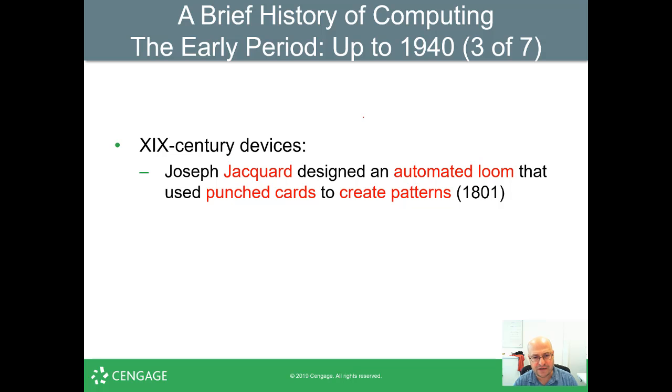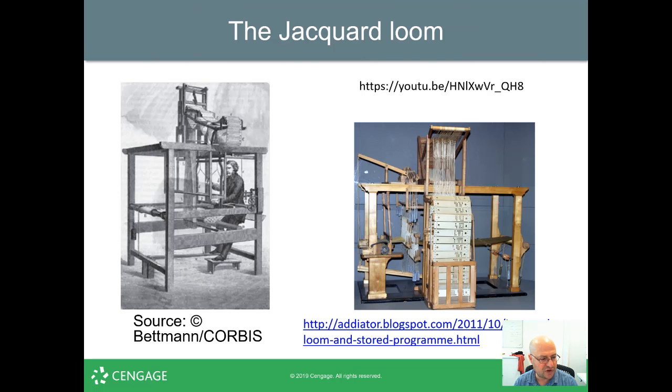So 19th century devices, I've read books that put the original computing in Joseph Jacquard, the inventor of the automated loom. They used punched cards and created patterns in 1801. So you know from your history books that automated looms are examples of the first programmable computers, and they were one of the main devices used in the Industrial Revolution in England.